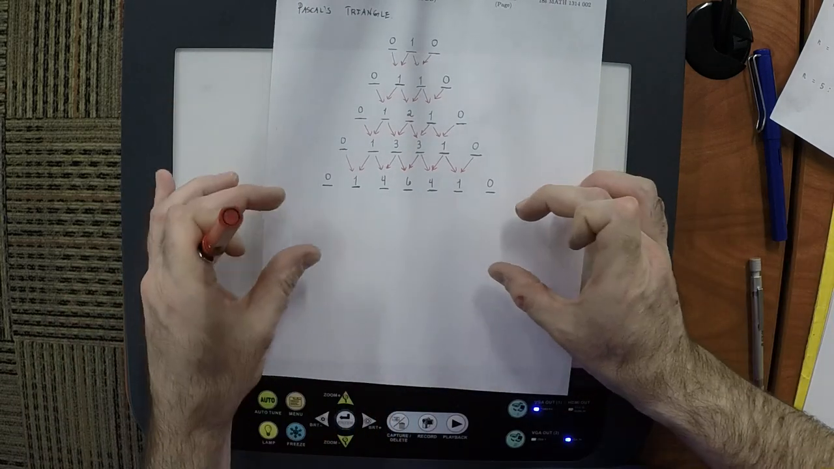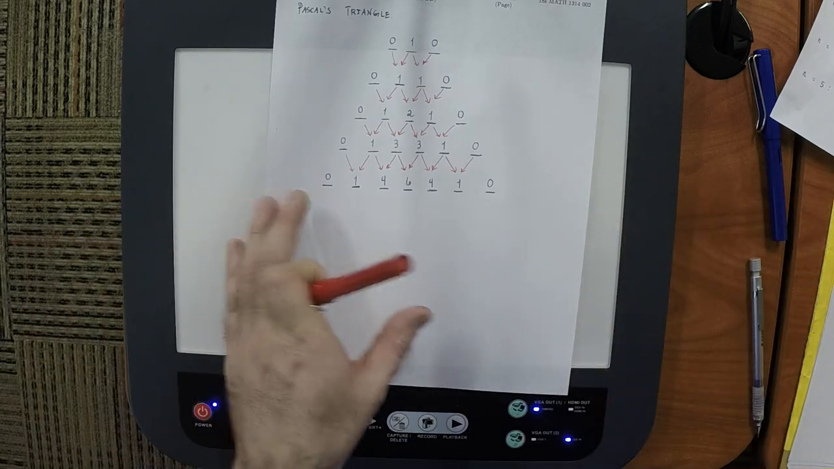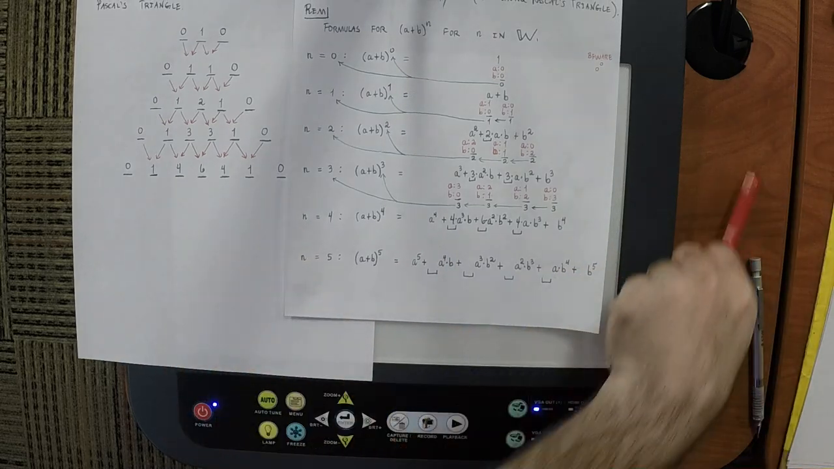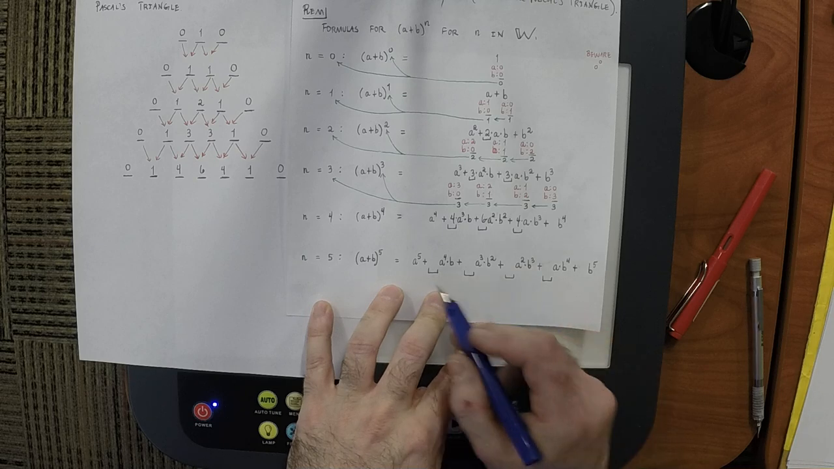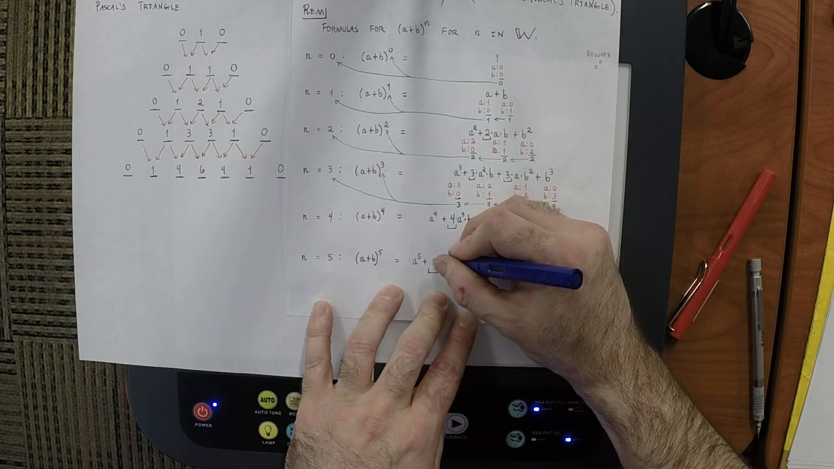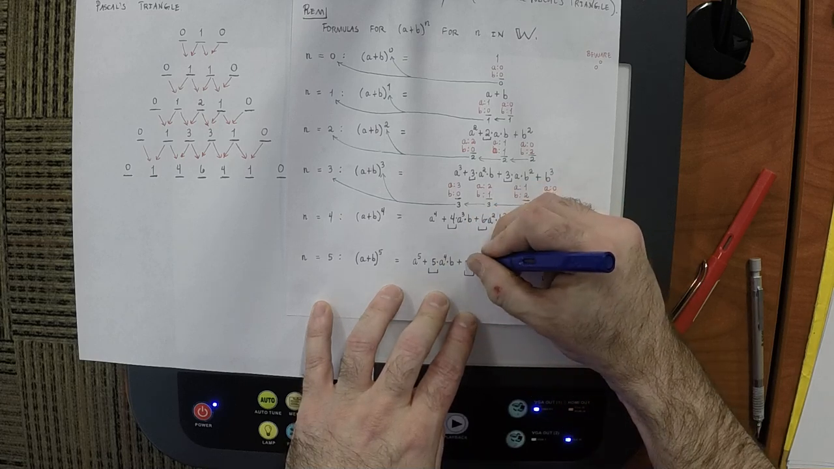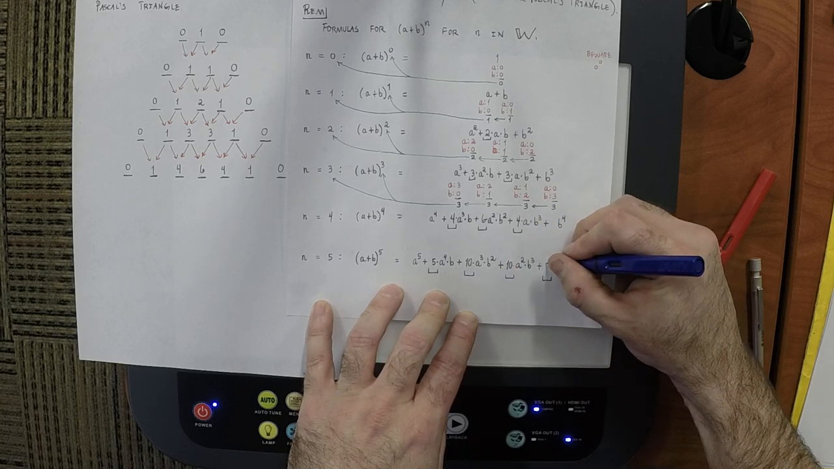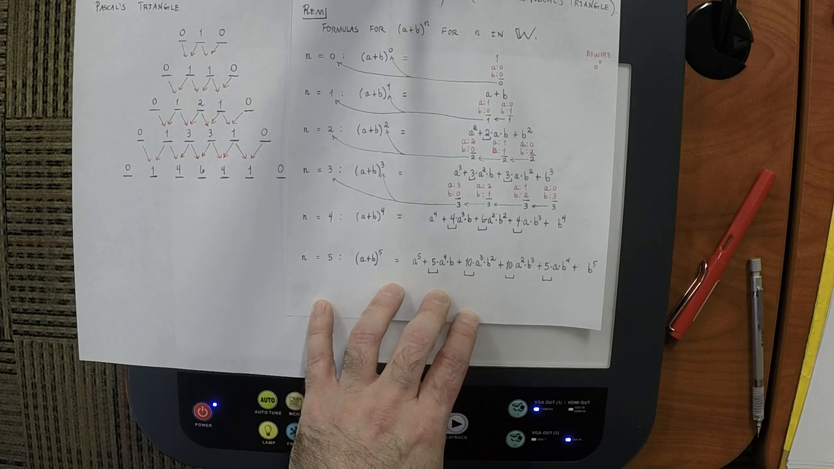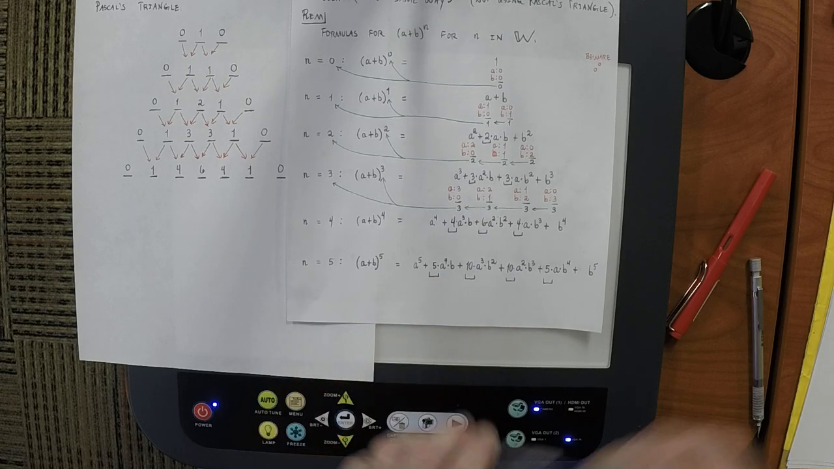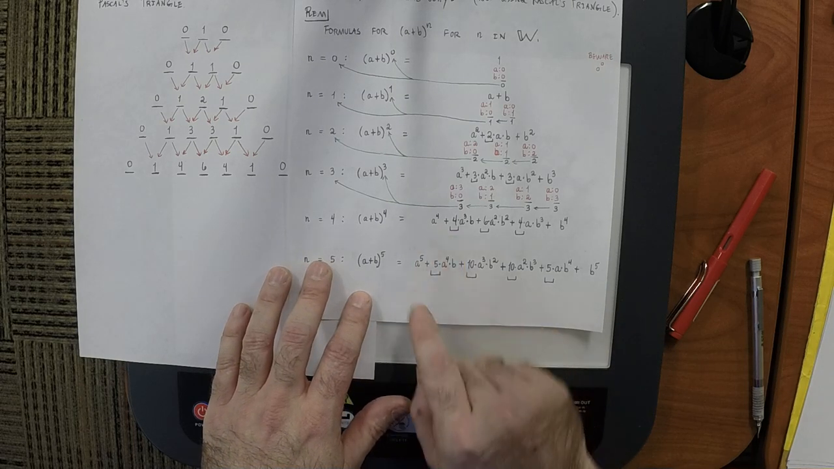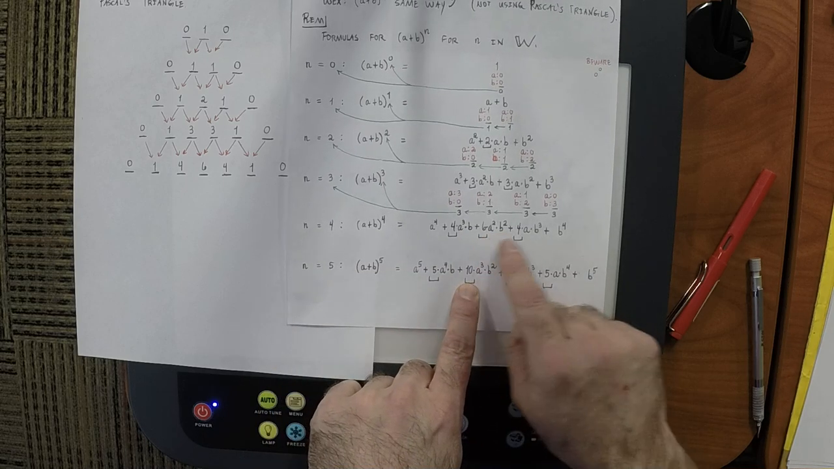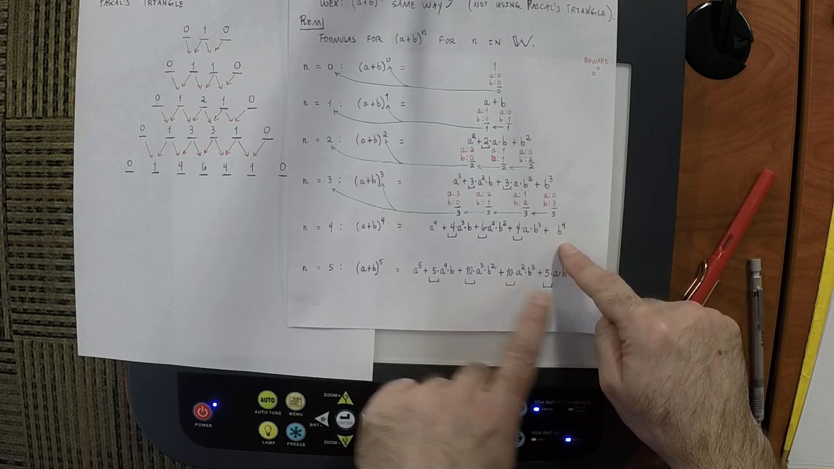So now, we're gonna write the fifth row in just a minute. But I think that right now, the majority of you could now answer the question of what are these 4 numbers? What's this one? 5. 10. 10. And 5. And where do those come from? 1 and 4. 4 and 6. 6 and 4. 4 and 1.